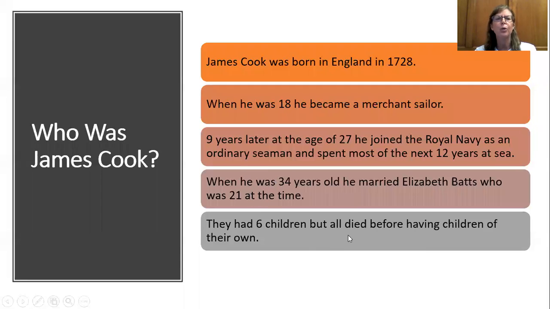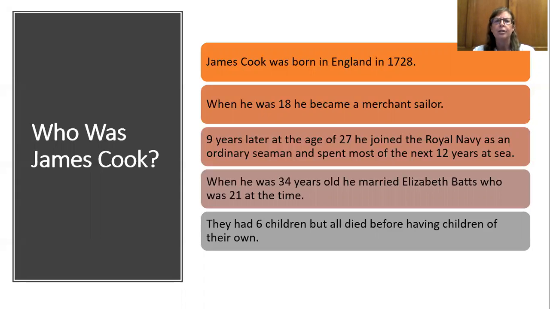So let's start with who was James Cook. A little bit of background. He was born in England in 1728. When he was 18, he became a merchant sailor. His family were farmers, although they didn't own their own farm. They farmed on other people's land. A merchant sailor is a person who isn't in the Navy. So they're usually people who move cargo or trade up and down the coast or between countries.